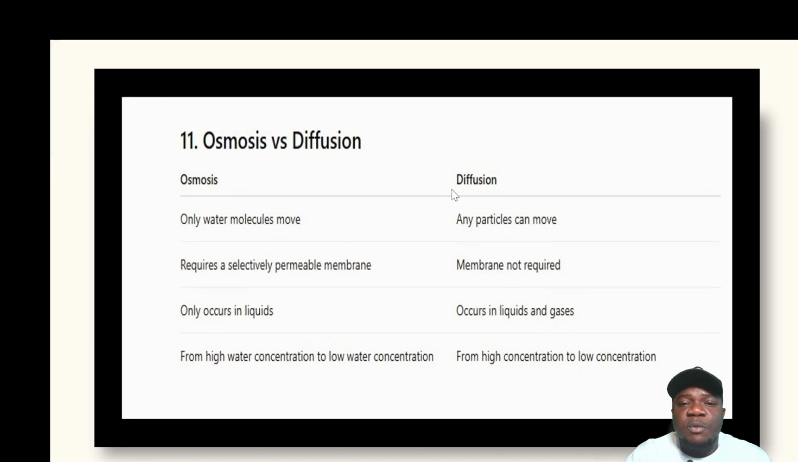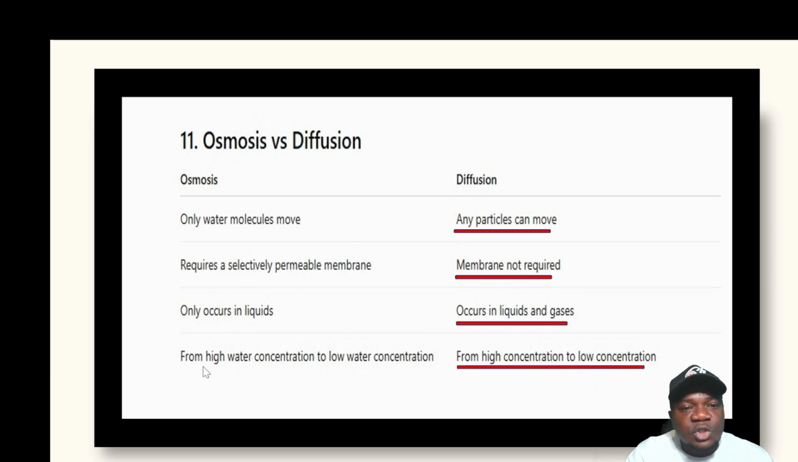So now the difference between osmosis and diffusion. In osmosis, only water molecules move, but in diffusion, any particle can move. Next, osmosis requires a selectively permeable membrane, but in diffusion, a membrane is not needed. Osmosis only occurs in liquid, but diffusion occurs in liquid and in gas. And osmosis is from higher water concentration to lower water concentration, while diffusion is from high concentration to low concentration.